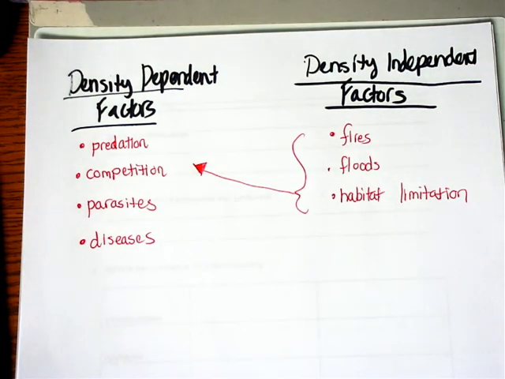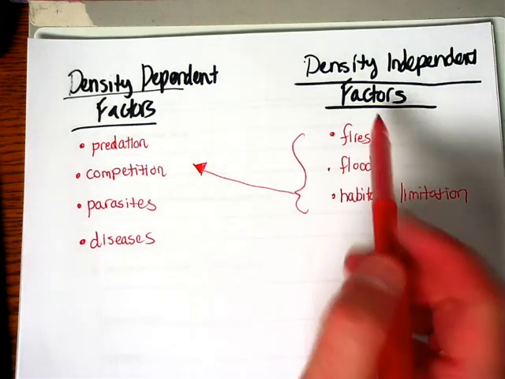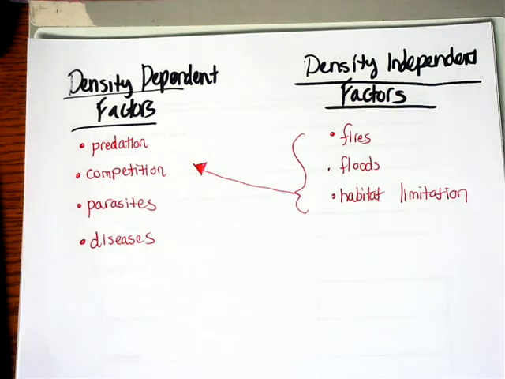Let's say that I was the only person in the building and a fire started. The fire is going to be a density independent factor. But what if I said there was a fire that had started and this building is packed full of people for some unique reason? Now you have a density dependent factor.